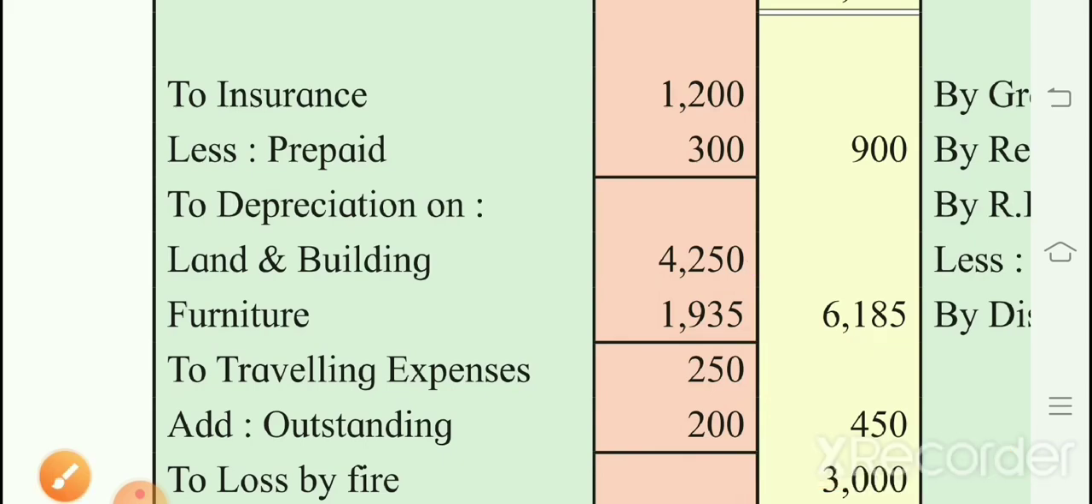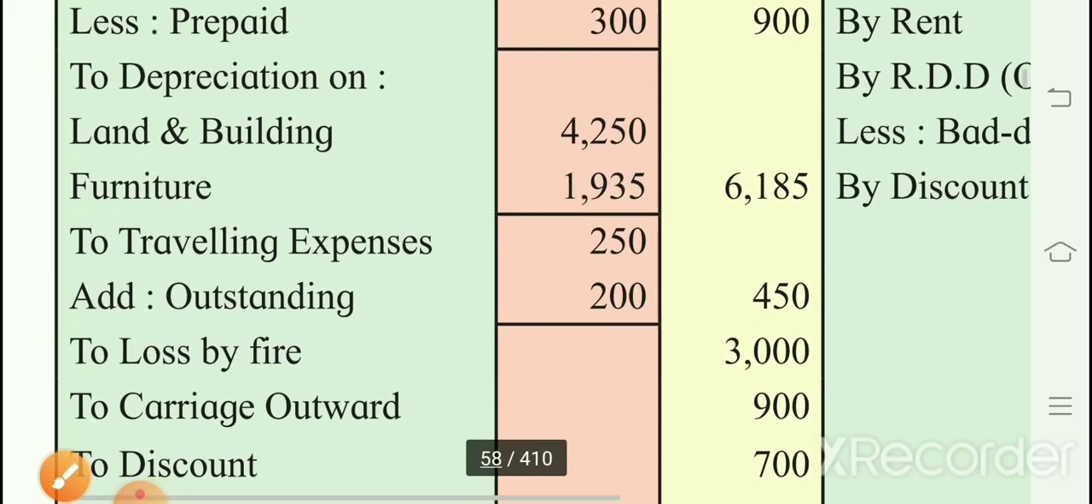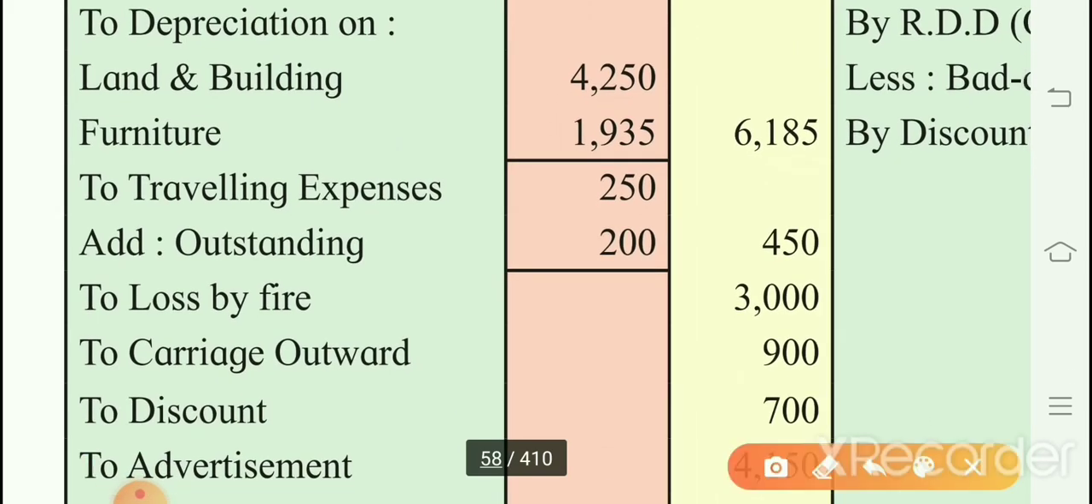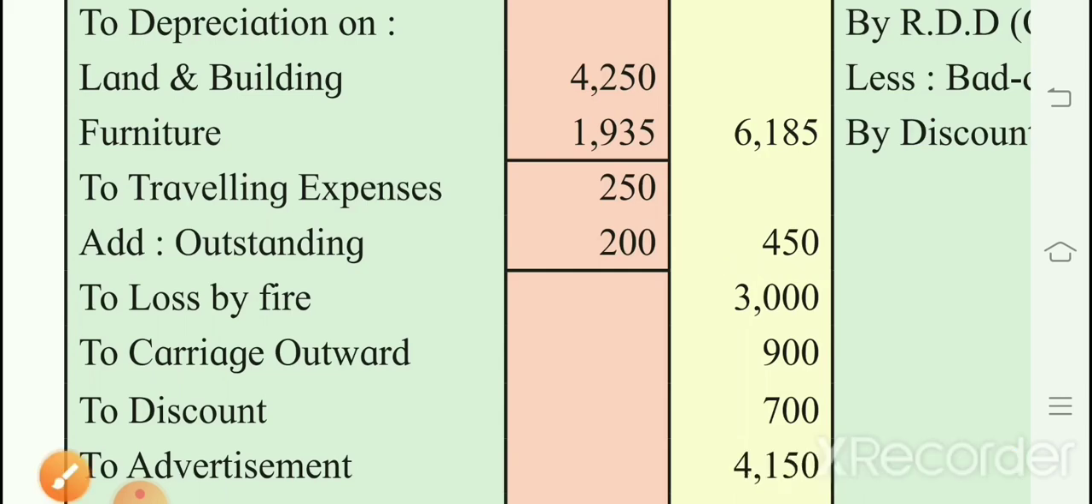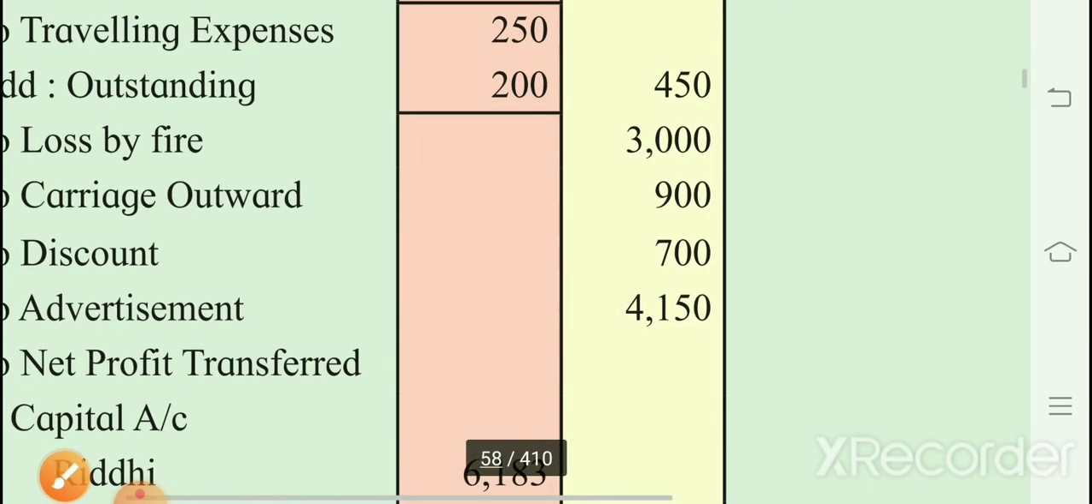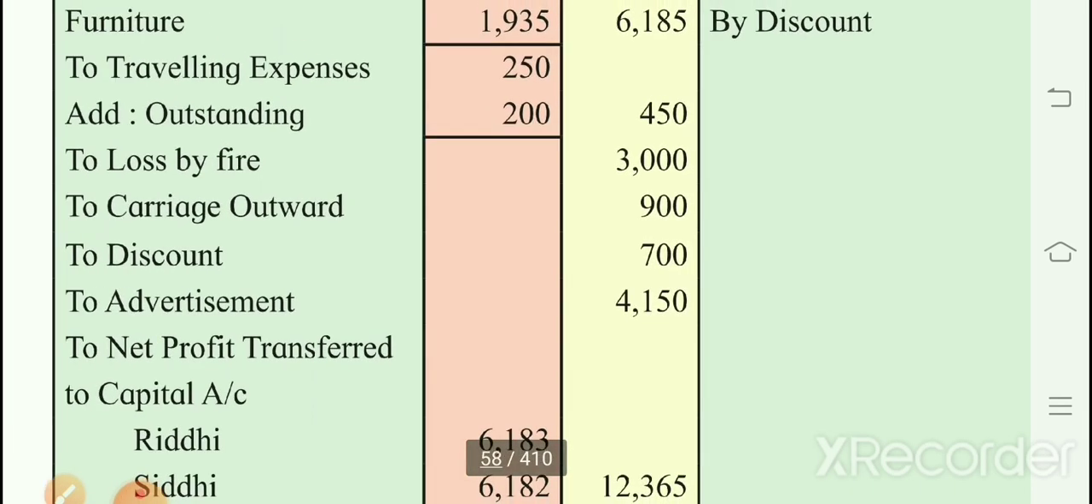Next, traveling expenses rupees 250. Here we have added the outstanding amount. By this way the amount of traveling expenses is now 450. Next, to loss by fire by rupees 3,000. To carriage outward 900. To discount 700. To advertisement by rupees 4,150.